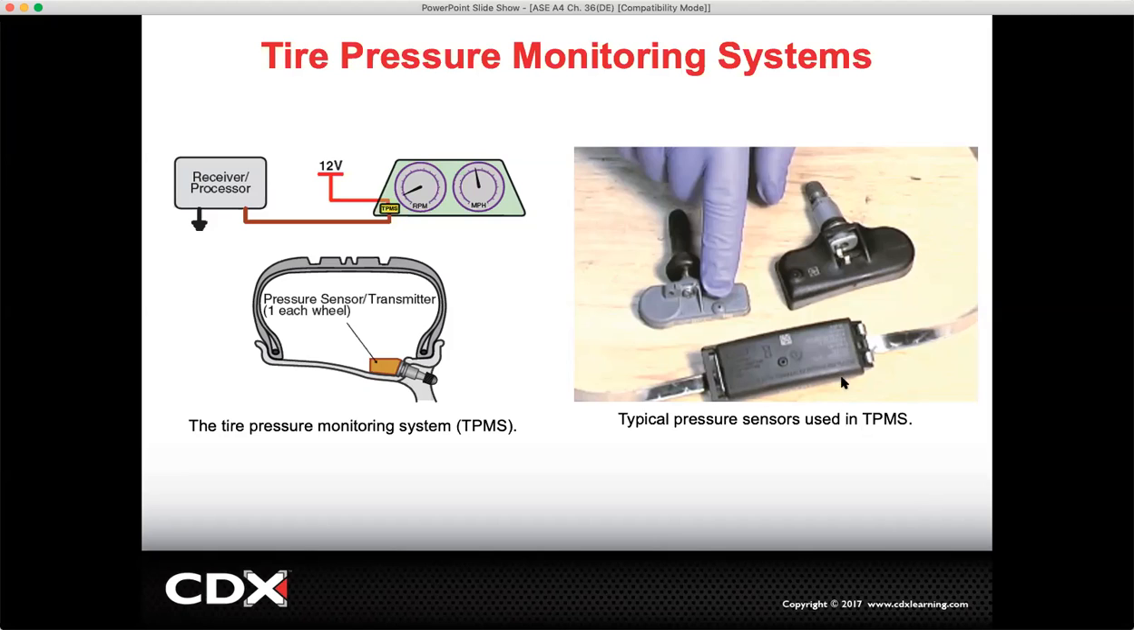This one goes on the actual rim itself. And if you see here, they all have this little hole. That's where it takes the reading from.